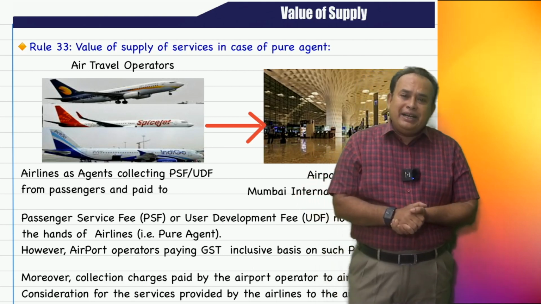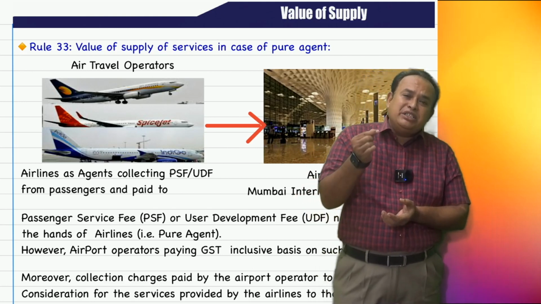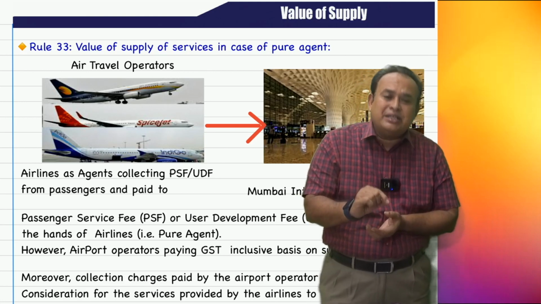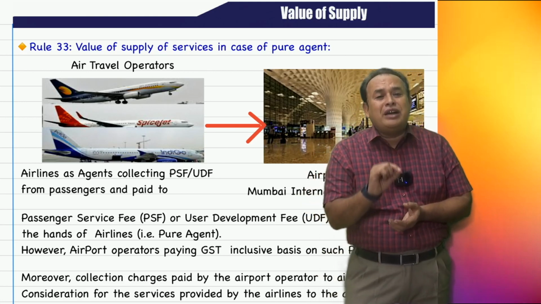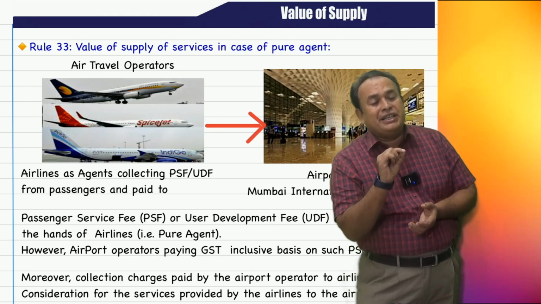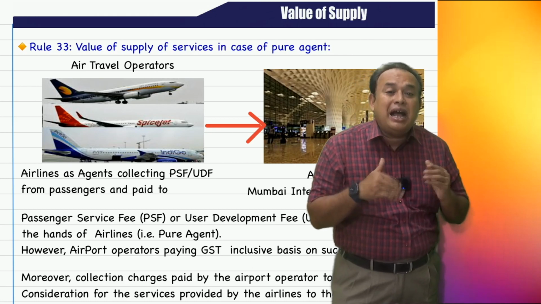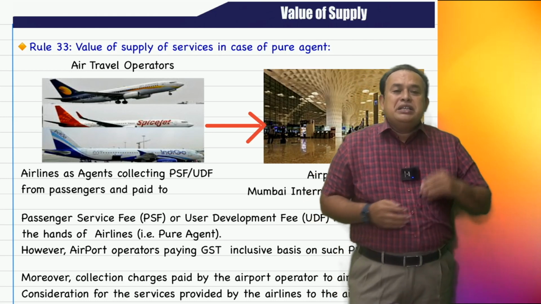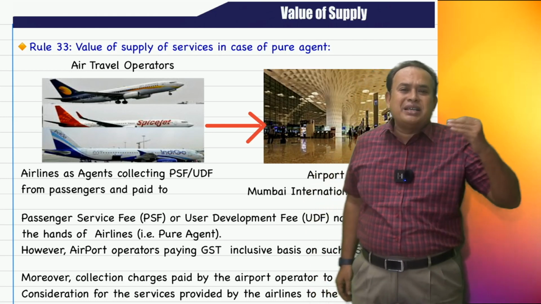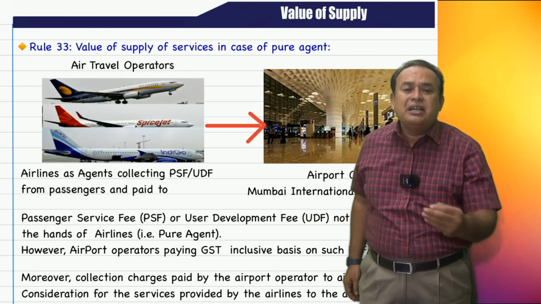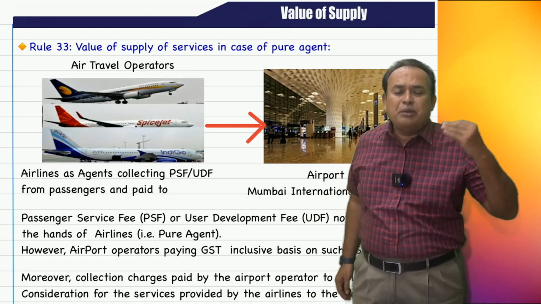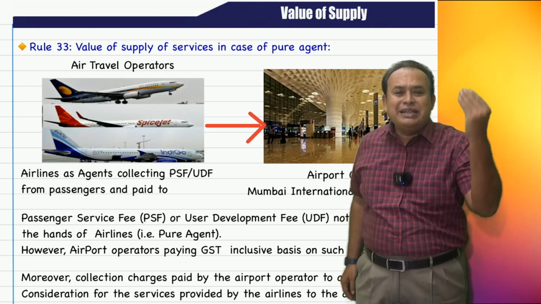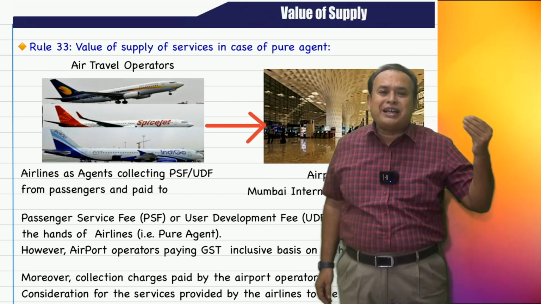For understanding which actual reimbursement expenditure is not addable in the value of taxable supply under the GST, one should understand and apply rule number 33 of the CGST rules, where if you, being a supplier of goods or services, incur the expenditure acting as a pure agent on behalf of your recipient, that expenditure should not be added in the value of taxable supply.